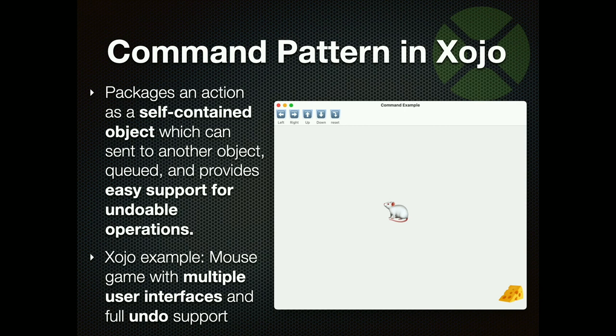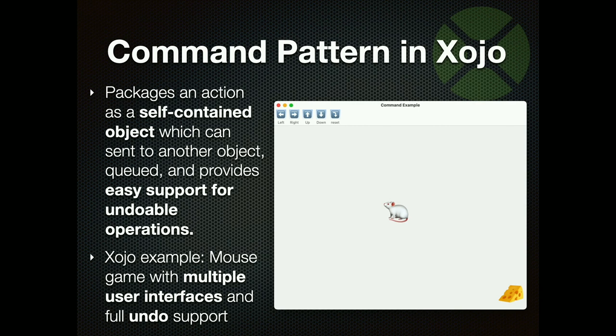But the coolest thing about this: in any program, there are things the program does that the user has invoked, like pulling a command out of a menu and saying, do whatever. That's basically a command that the program needs to execute. So we're going to package that into a command object that has all the data and everything it needs to execute that command. Then we can send it to another object, or queue it up, and there's value in that.